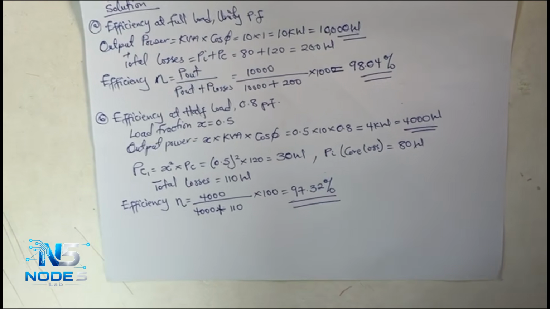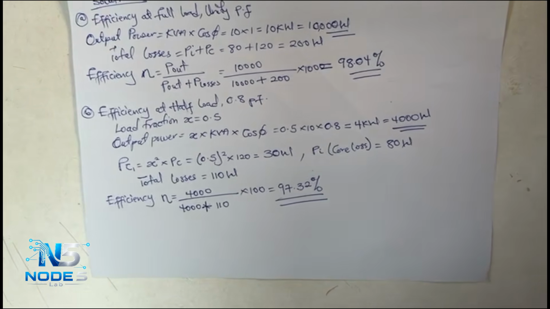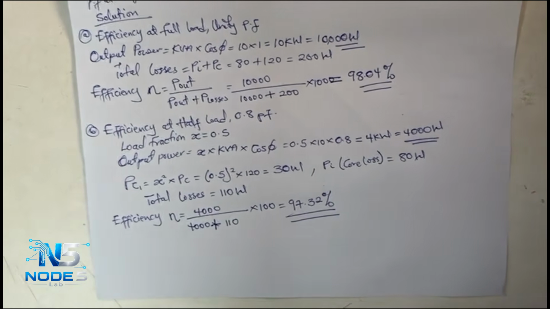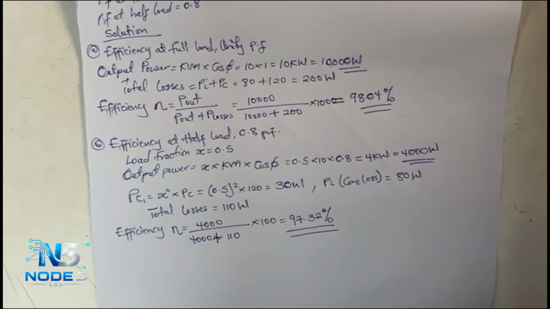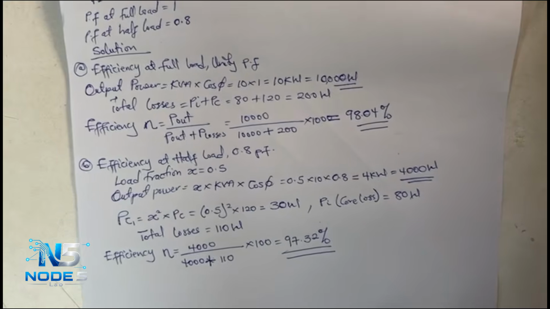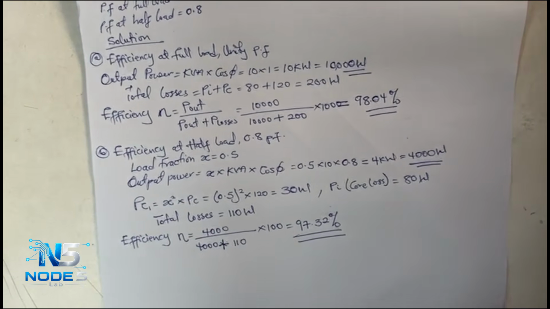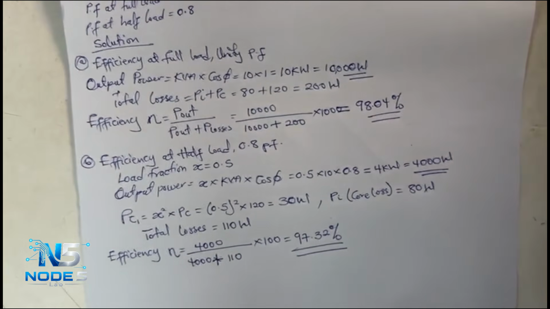So as soon as you hear that we are solving for the half load, the copper loss also has to be divided, or to be what? To find it, we need the copper loss at the half load.